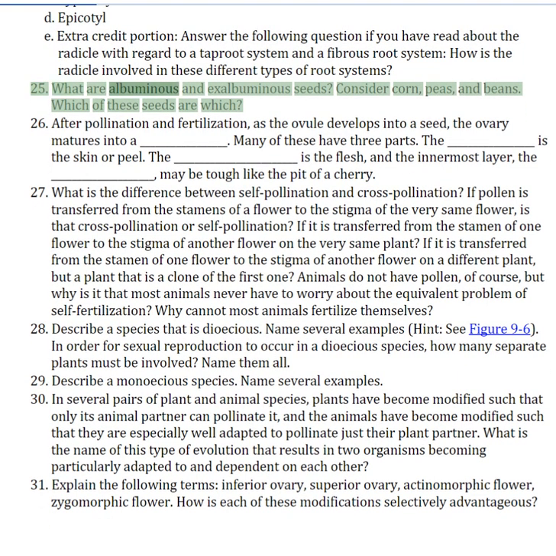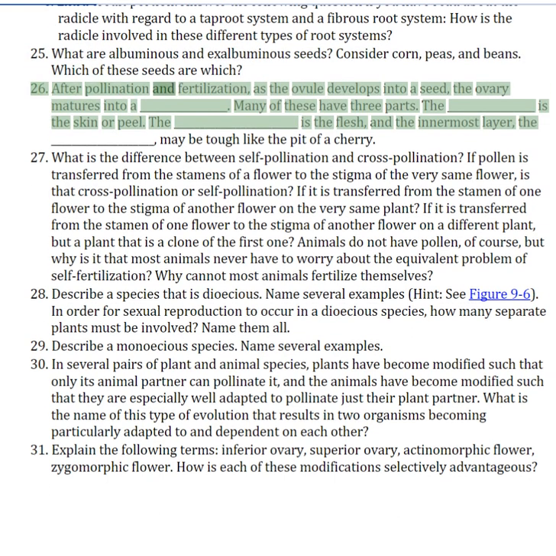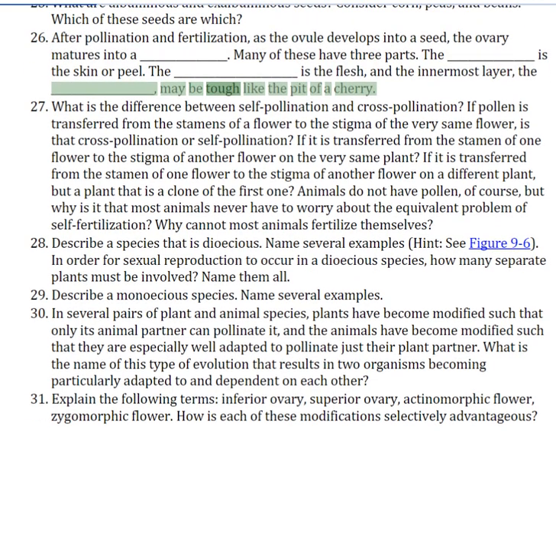25. What are albuminous and exalbuminous seeds? Consider corn, peas, and beans. Which of these seeds are which? 26. After pollination and fertilization, as the ovule develops into a seed, the ovary matures into a [blank]. Many of these have 3 parts. The [blank] is the skin or peel. The [blank] is the flesh, and the innermost layer, the [blank], may be tough like the pit of a cherry.